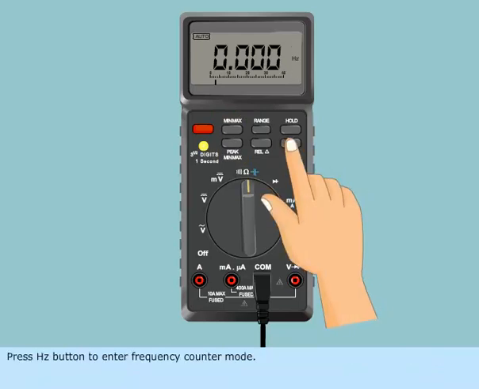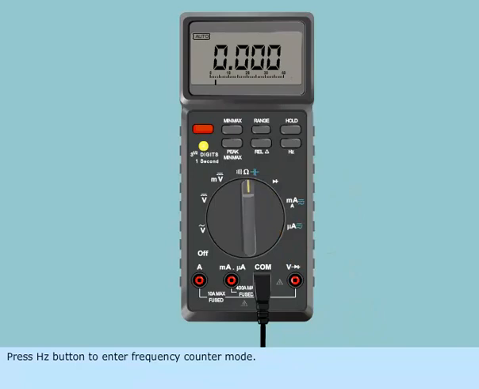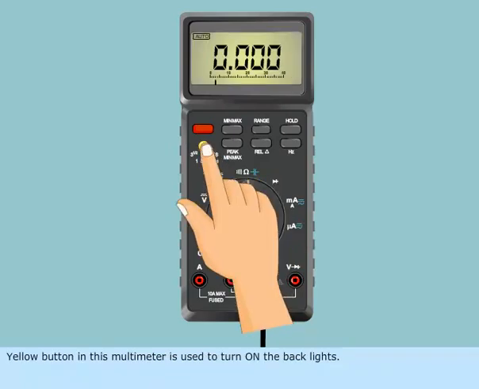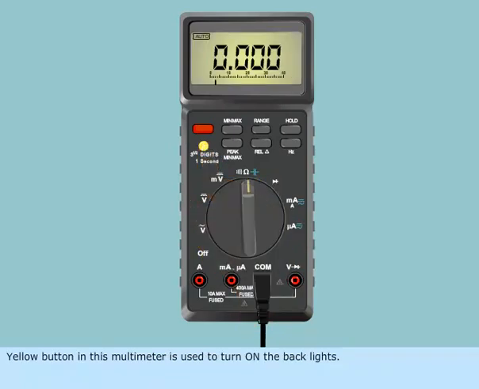Press HZ button to enter frequency counter mode. Yellow button in this multimeter is used to turn on the backlights. It will automatically turn off after a few seconds.